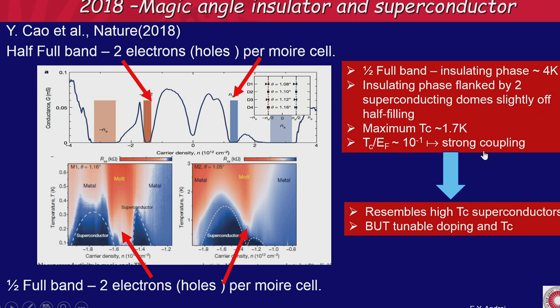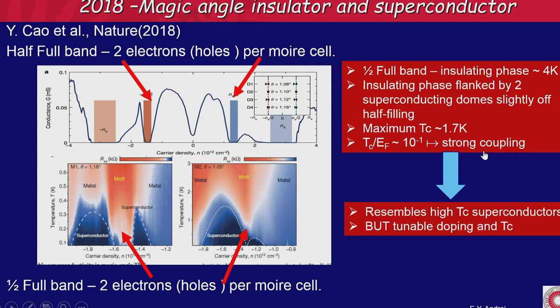Half full is going to be two electrons per Moiré period. And the Moiré period, remember, it's many nanometers. It's like, I don't know what it is here, like 20 nanometers, 15 nanometers or so. OK, so they tuned it there. And here you have the carrier density. And this is half full.